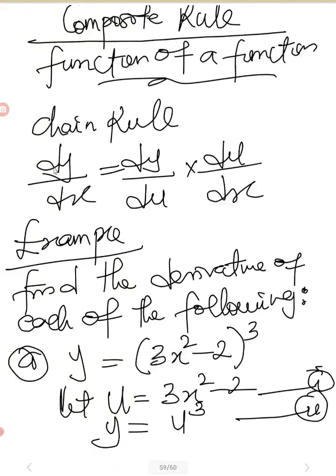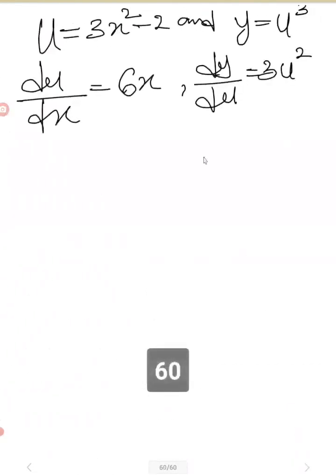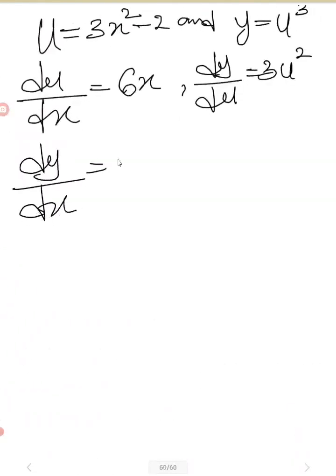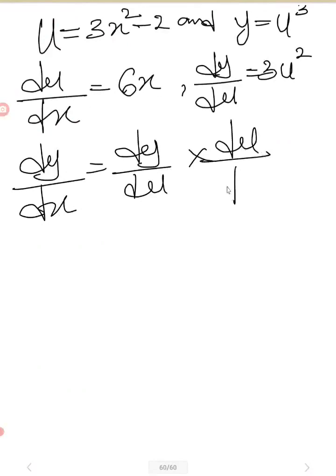The chain rule lets us know that the derivative of y with respect to x is equal to the derivative of y with respect to u multiplied by the derivative of u with respect to x. Therefore, it means that the derivative of y with respect to x gives you the derivative of y with respect to u multiplied by the derivative of u with respect to x.